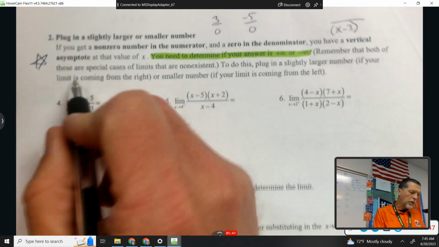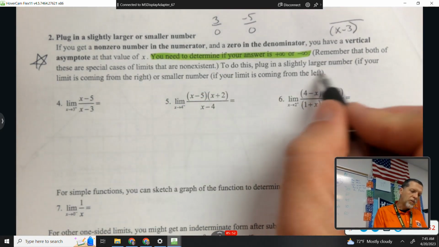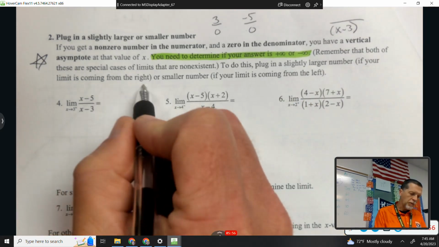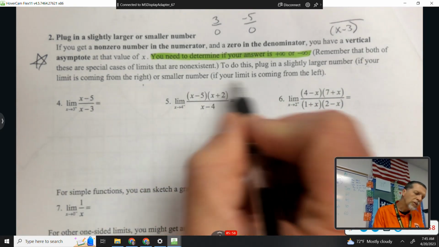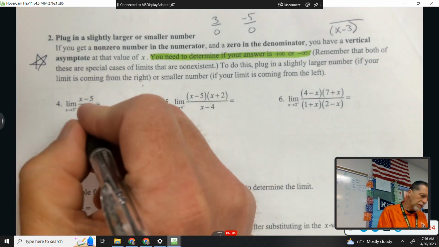Remember that both of these are special cases that are not D and E. But to do this, you're going to plug in a slightly larger number if you're coming from the right, a slightly smaller number if you're coming from the left. Minus means subtract, plus means add. So back to that one we were looking at.